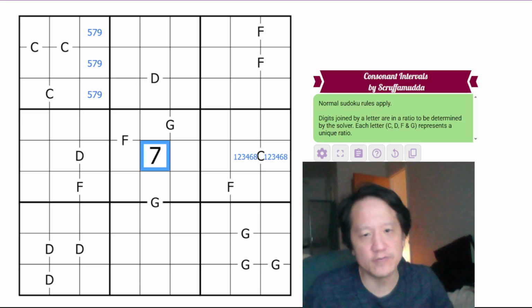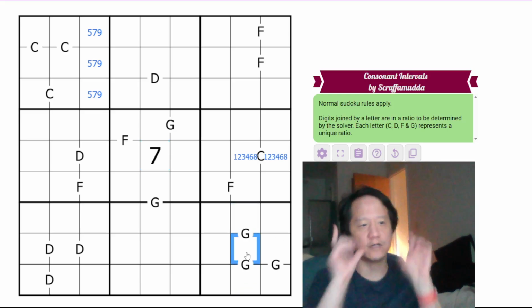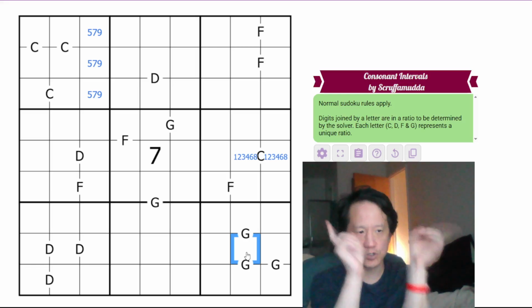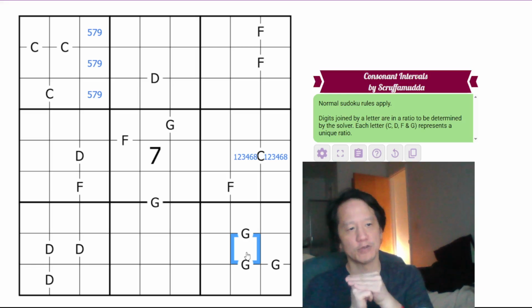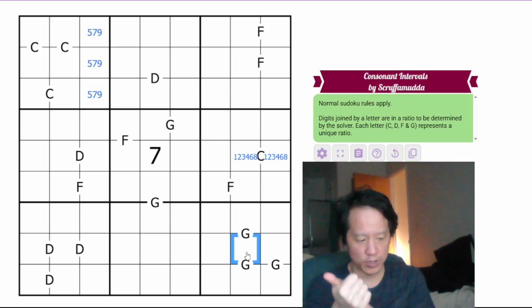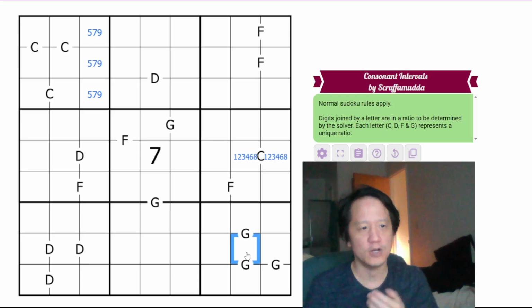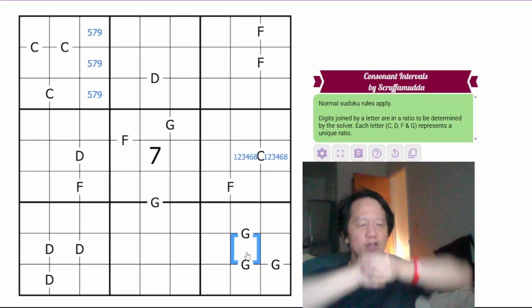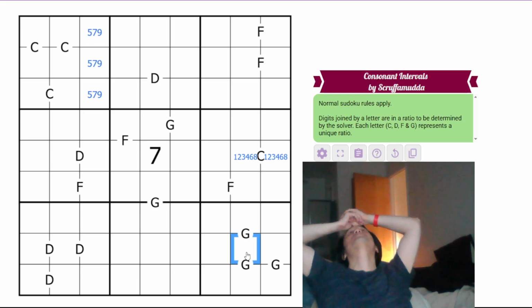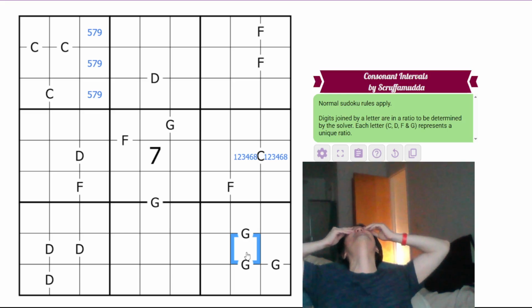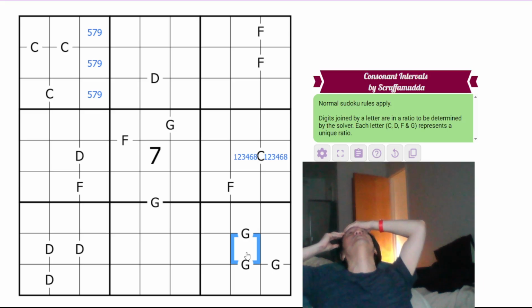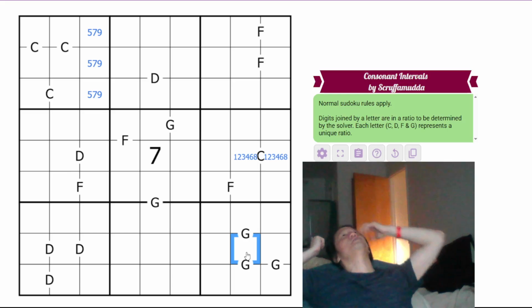G has 5 digits, one of which is in a ratio with 2 other digits. So I think those are specifically 3 to 1 or 3 to 2, or 2 to 3 or 1 to 3, however you parse it. I think those are the only ones that work. 4 to 1 seems too large. 4 to 3? Maybe 4 to 3 might work. If you have 1 to 4, that doesn't work because 4 would have to go to 16.